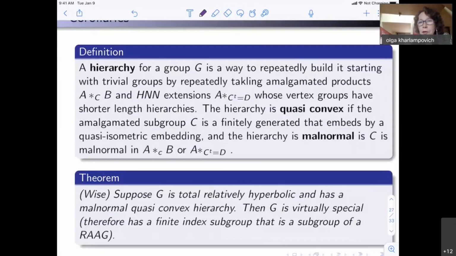So a hierarchy for a group G is a way to repeatedly build it, starting with trivial groups by repeatedly taking amalgamated products and HNN extensions whose vertex groups have shorter length hierarchies. And the hierarchy is quasi-convex if the amalgamated subgroup C is finitely generated and embeds quasi-isometrically into A and B. And the hierarchy is malnormal if this is malnormal. I already defined malnormality today.